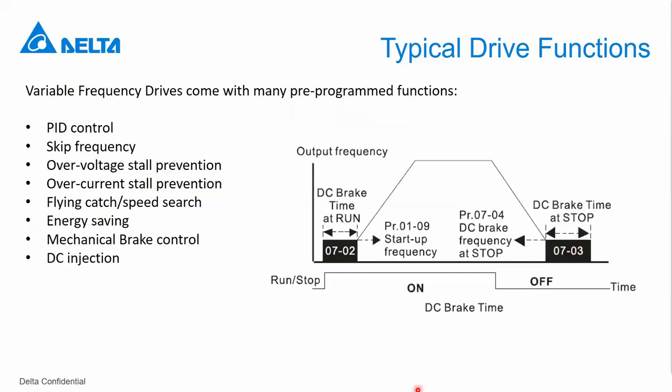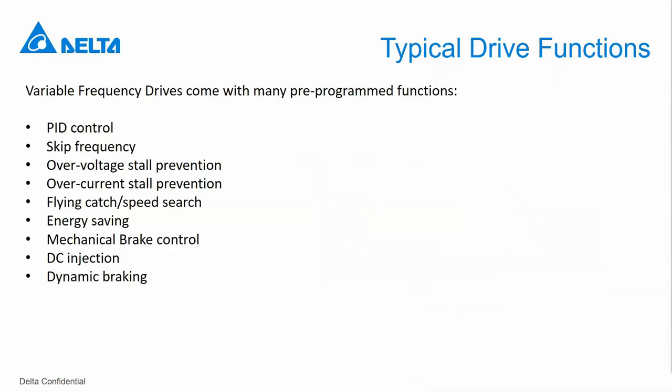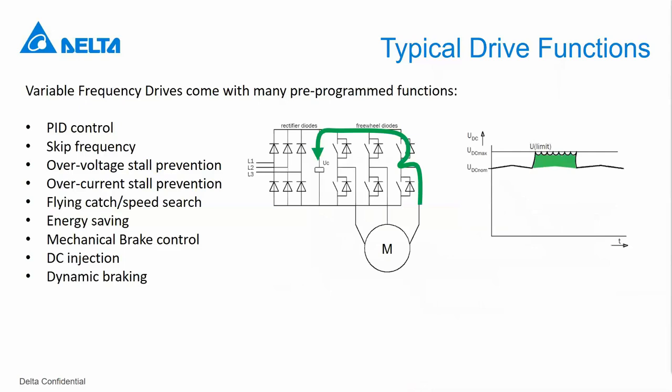Another function which is typically used in hoisting applications which are open loop is the DC injection braking. So with this, you can inject a DC current into the motor in order to make sure that there is no movement before you start and stop. So this function is also typically combined with the mechanical brake control that I mentioned earlier. Then you also have dynamic braking.